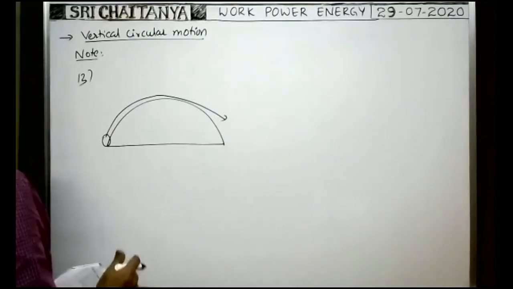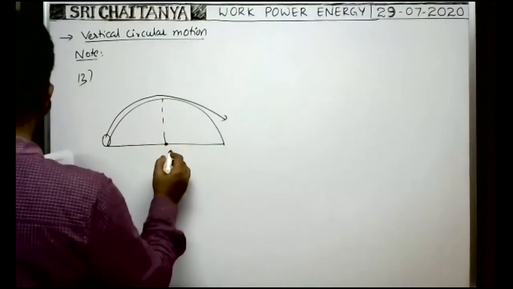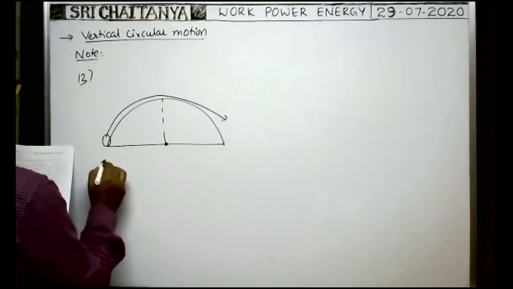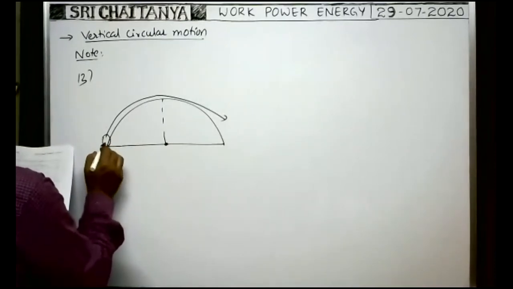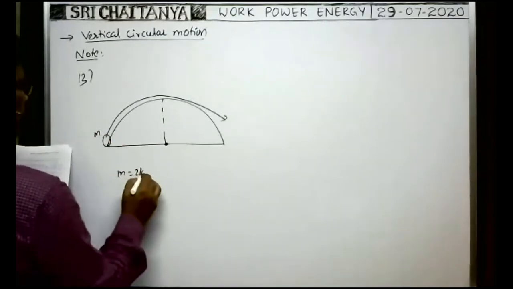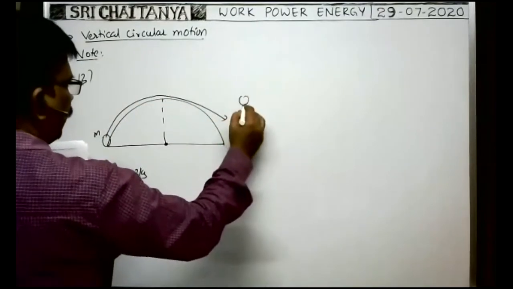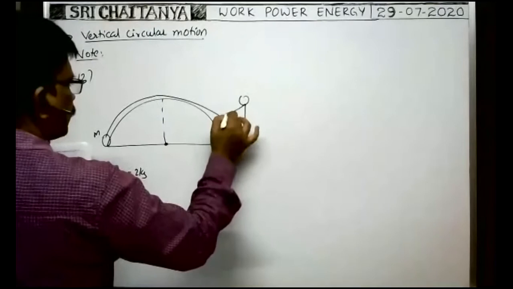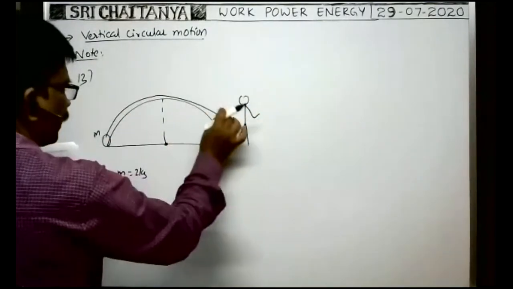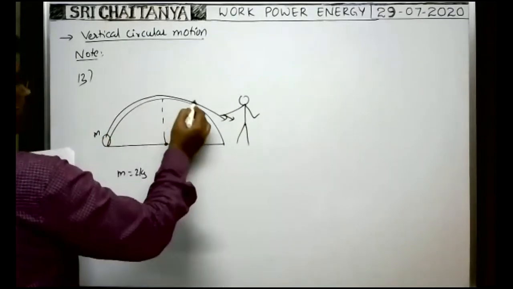You see here the radius of this hemispherical surface. A person is pulling a mass; the mass of the sphere is m equal to 2 kg. It is pulled onto the rough hemispherical surface by means of the person here. A person standing here pulls the string in this direction so that the body slides on the hemispherical surface like this.